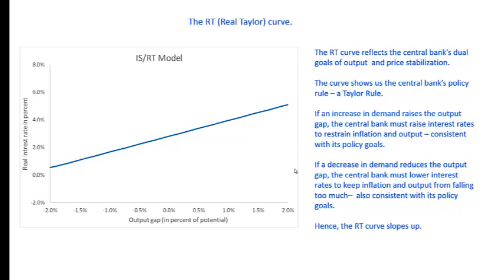In the other direction, if we have a decrease in the output gap that reflects a fall in aggregate demand, the central bank must reduce interest rates. Here, its goal is to keep demand and inflation from falling too much, again, consistent with its broader mandate of stabilizing prices and output. Once again, if we have the output gap on the horizontal axis and the real interest rate on the vertical axis, the RT curve will slope upward.